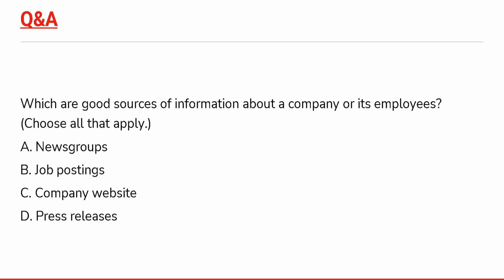I can use the news groups. Many a time we find public forums and news groups where people have discussions. They send posts about a company, about their employees, like what sort of challenges, what sort of issues, what sort of projects they are getting. Similarly, you can also find a lot about companies on Reddit.